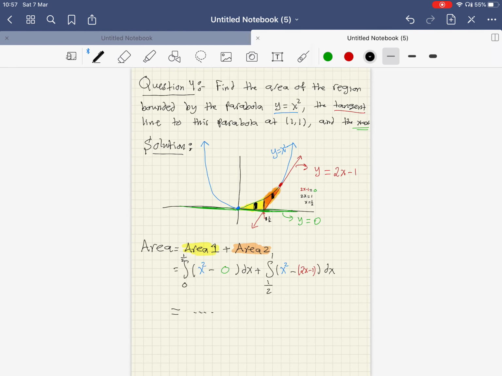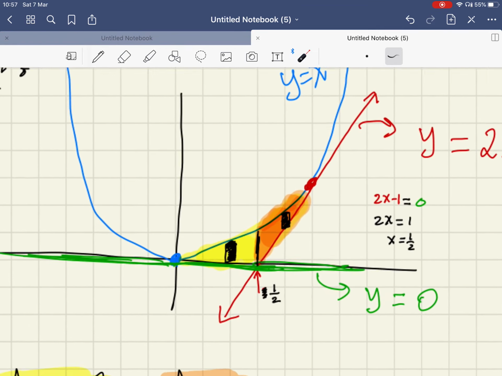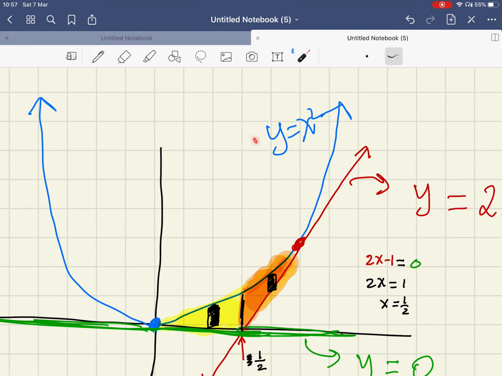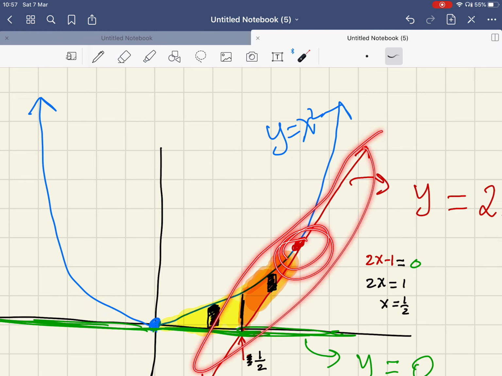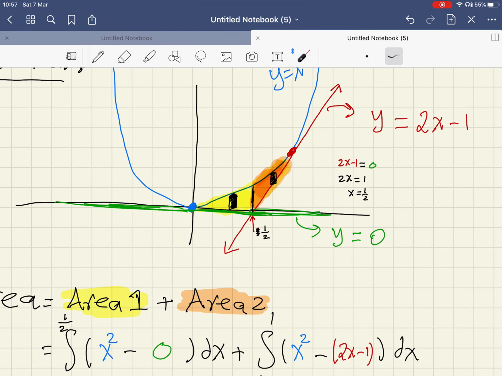I'll just do a quick recap of what we did. As the question was, we need to find the area of the region bounded by the parabola y equal x squared, the tangent line to this parabola at 1, 1, and the x-axis. So we sketch those three functions. We sketch y equal x squared. We sketch the line which is tangent at 1. Okay, and we sketch the green line which is the x-axis.